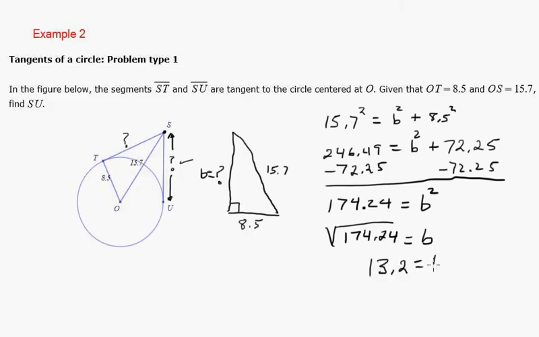That's how long this side is, 13.2. So that means this side is 13.2. I said b right here, but we would say SU is 13.2. That's how you do these. Good luck.